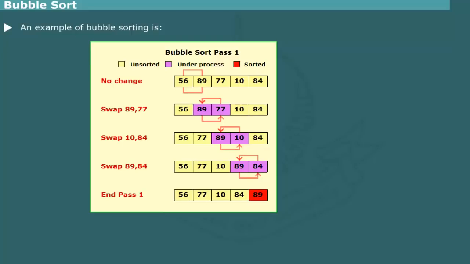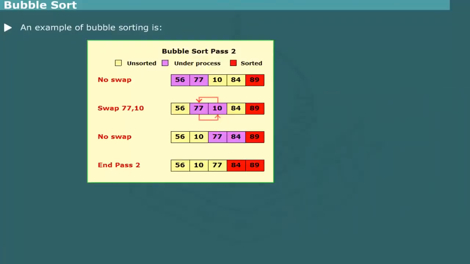In first pass, first two elements, 56 and 89, are compared. Since these are in order, no exchange is required. Next, second and third element, 89 and 77, are considered. Being out of order, these are swapped. Then, element in third and fourth position, 89 and 10 are compared and swapped. Next element in 4th and 5th position, 89 and 84, are considered and exchanged. This brings the largest element to the last position.